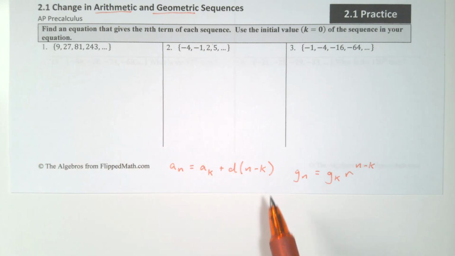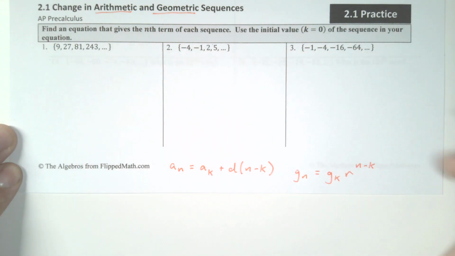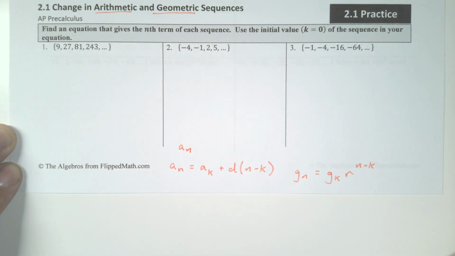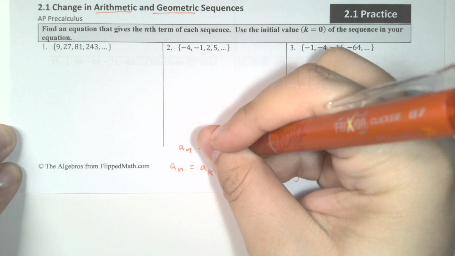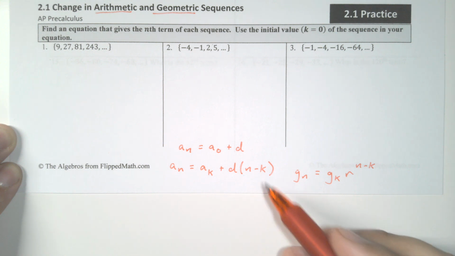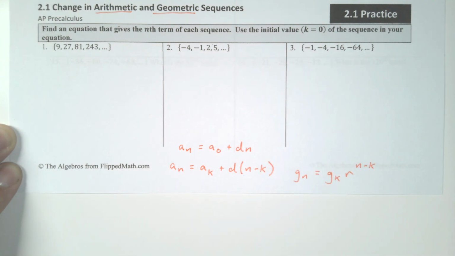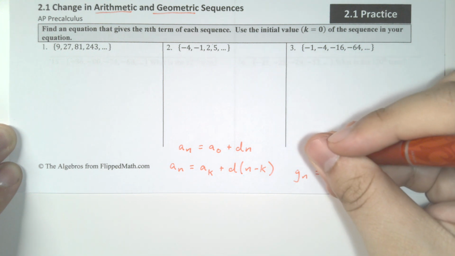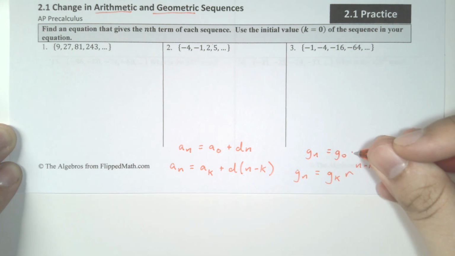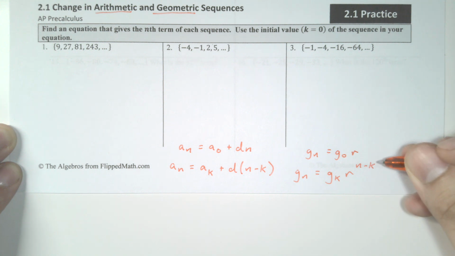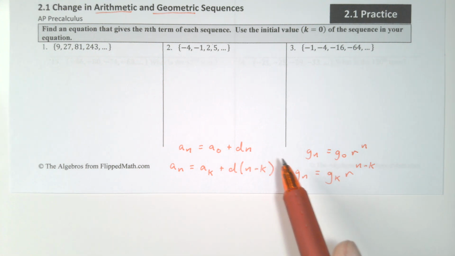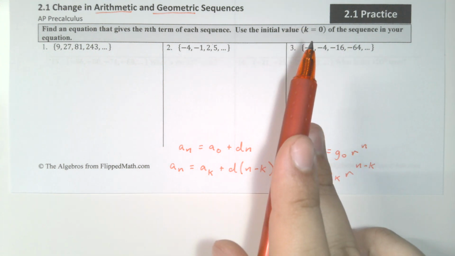And so if we use the 0th term for these two formulas, what that's going to look like is, for the arithmetic sequences, we're going to have a sub n is equal to a sub 0 plus d times n minus 0. Well, n minus 0 is just n, so d times n. And for the geometric sequences, we have g sub n is equal to g sub 0 times r to the power of n minus 0, which is just n. So these are our two simplified formulas when we're using k is equal to 0.